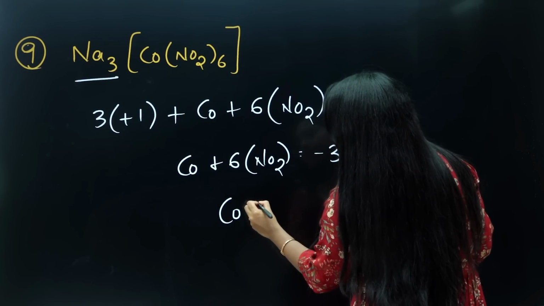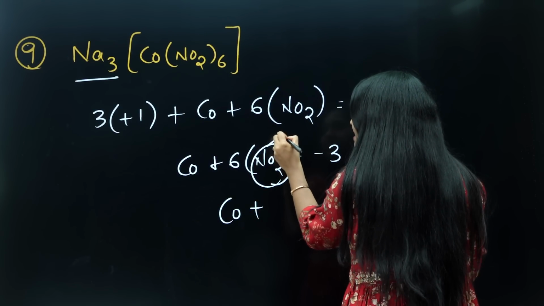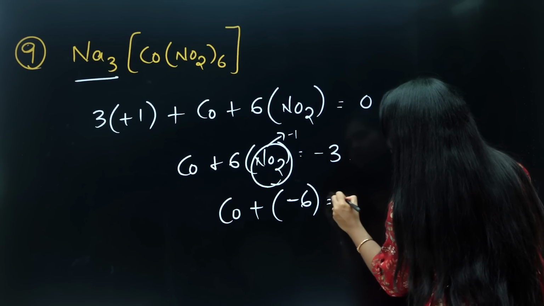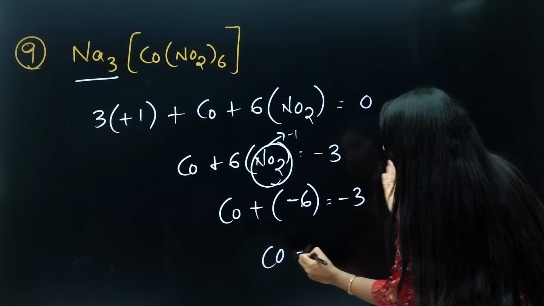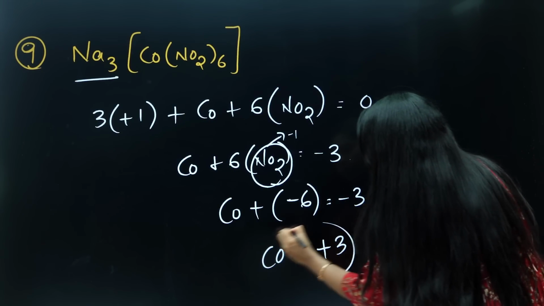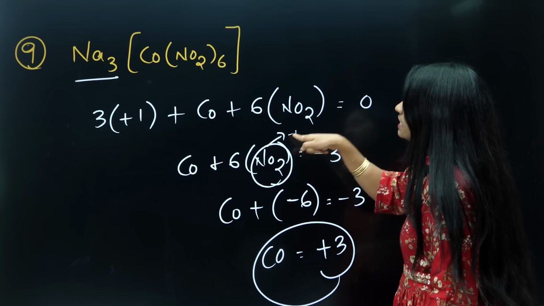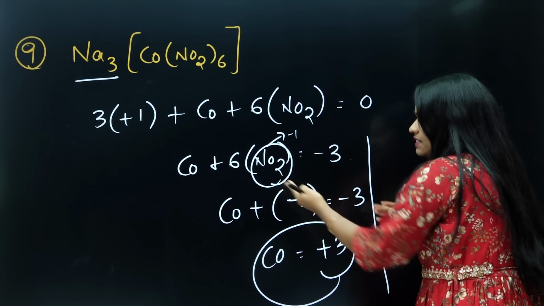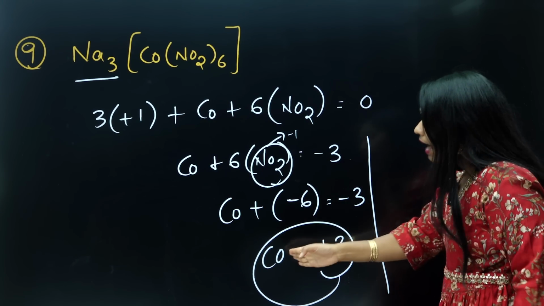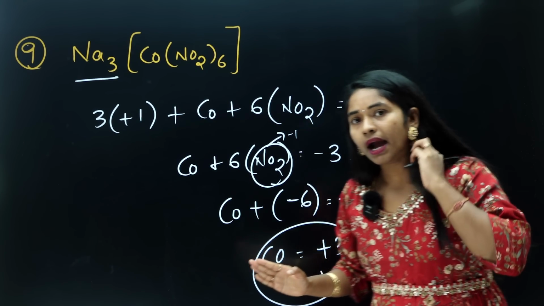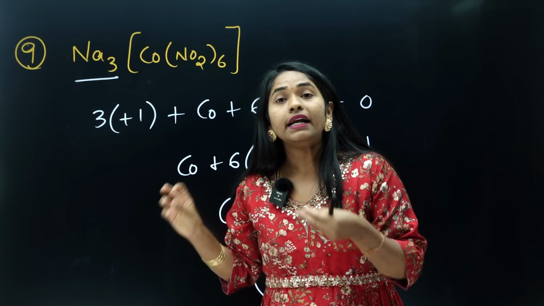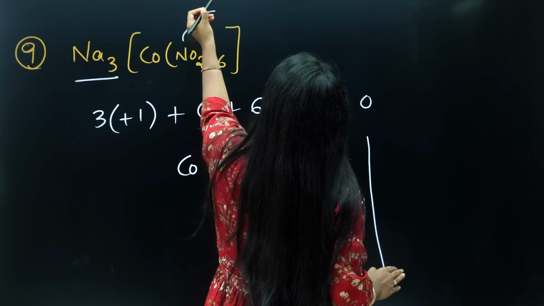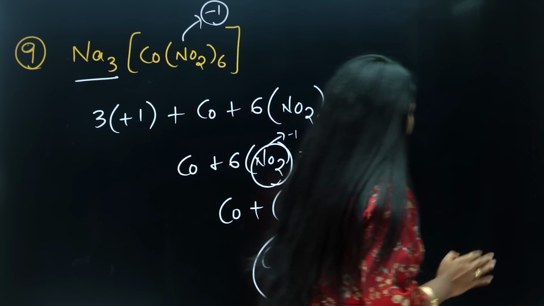Then if you consider it as minus 1 each, then 6 into minus 1 is minus 6, which is equal to minus 3. If it comes this side, the total sum will be equal to plus 3. If you consider here it is plus 1, then what will you get, students? 6 into plus 1 is plus 6. If it comes this side, minus 6, and the cobalt oxidation number you get is negative, which is absolutely wrong. A metal atom cannot be in its negative oxidation state. So in this, NO2 is having minus 1 charge.